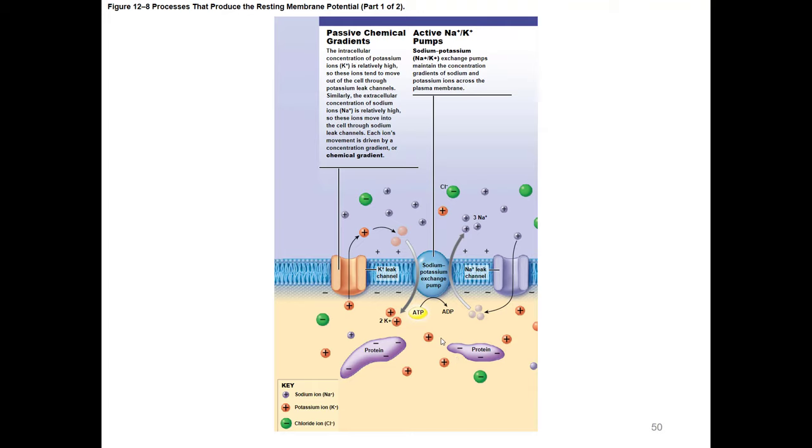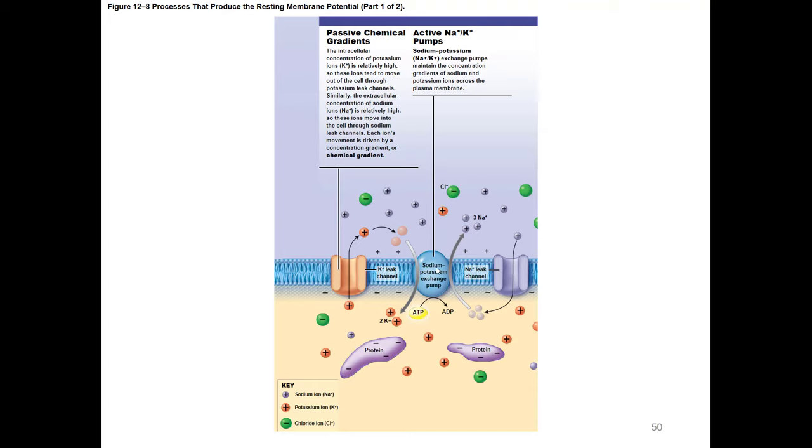So as we have this passive leakage, this is going to change the dynamic of a resting cell. So we have the sodium-potassium pump here in the middle of these two guys, and his job is to maintain the normal concentration gradients of sodium and potassium across the membrane. So what the sodium-potassium pump will do is pump sodium back out where it belongs and pump potassium back in where it belongs. So it is going to correct the passive leakage.